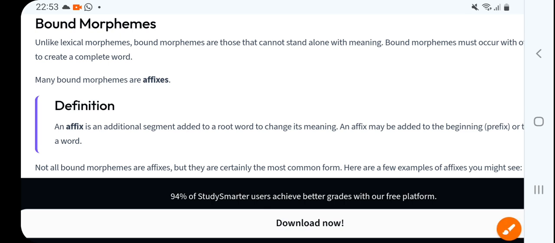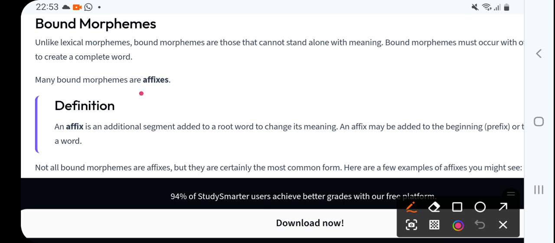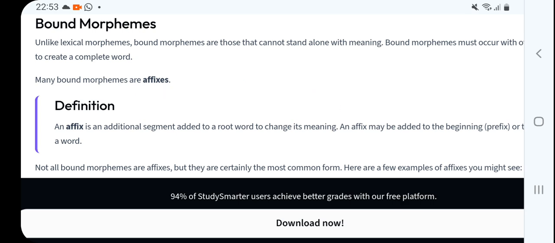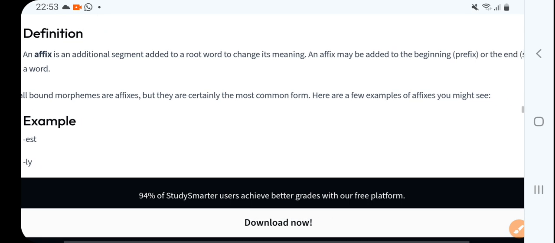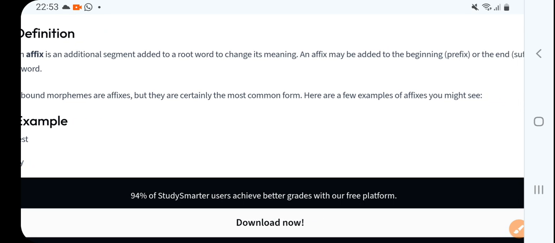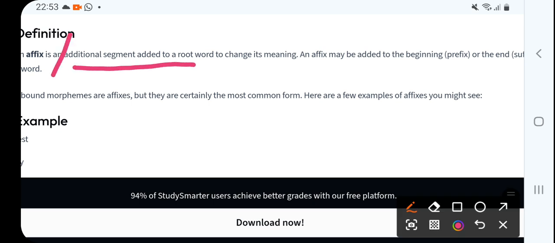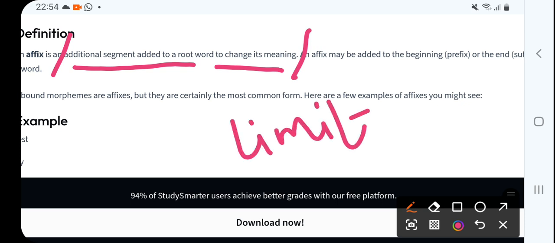Many bound morphemes are affixes. Suffixes and prefixes are affixes. Definition: an affix is an additional segment added to a root word to change its meaning, right? Suppose limit, and in delimit, d is called an affix.